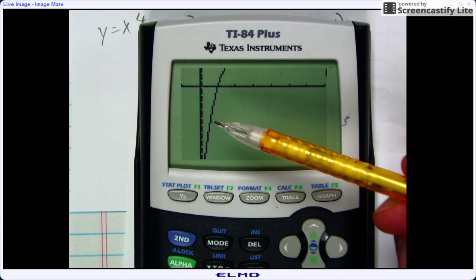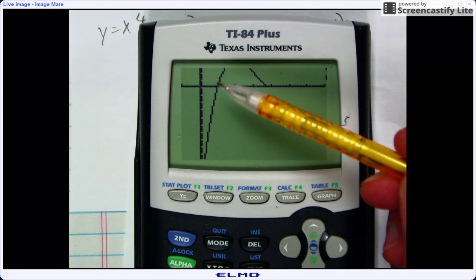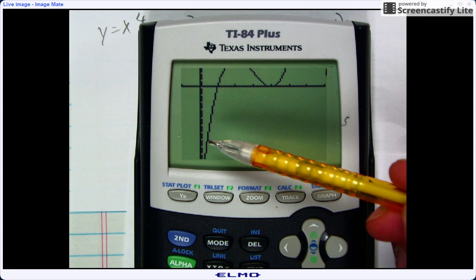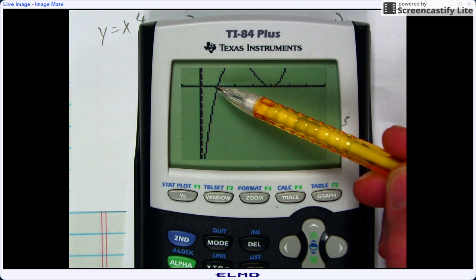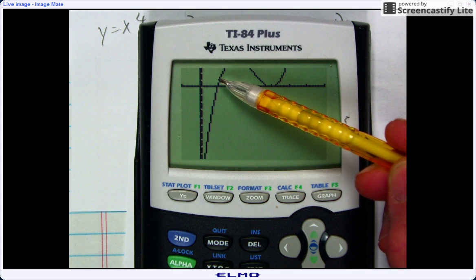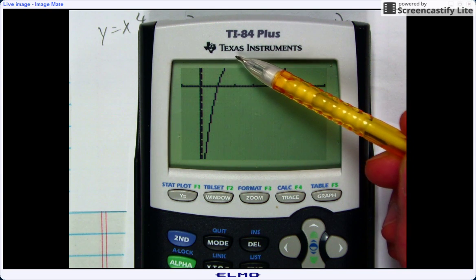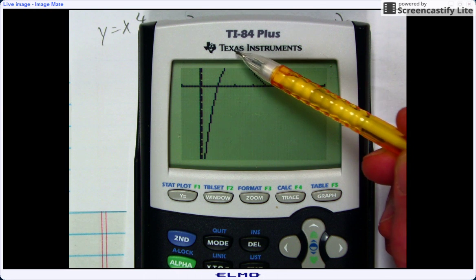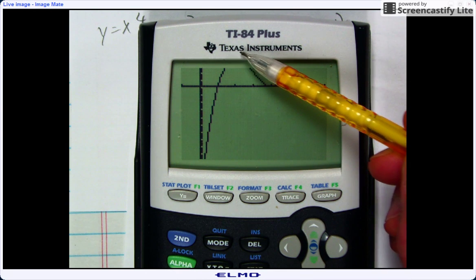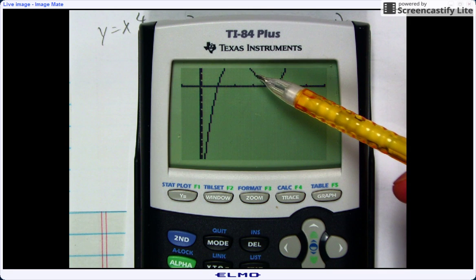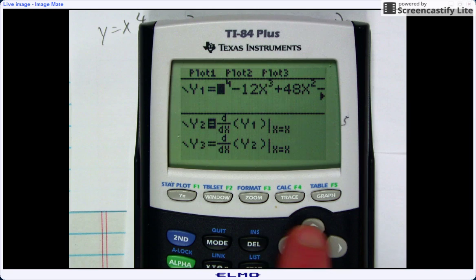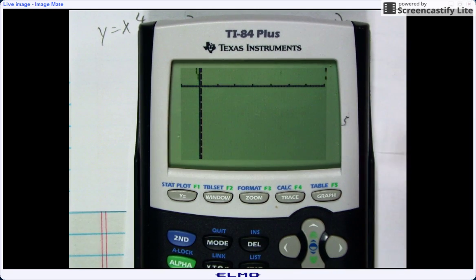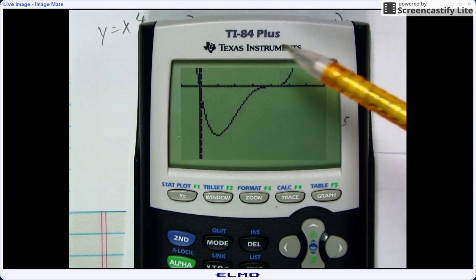So when we talk about the original function, what's going on here? Well, the original function is decreasing, decreasing, decreasing, decreasing, 0. Increasing, increasing, increasing. I think there's a turnaround here, so that would be an inflection point. Decreasing, decreasing, decreasing, decreasing, 0, increasing. So if you put that original function back on there, you can see that happening.